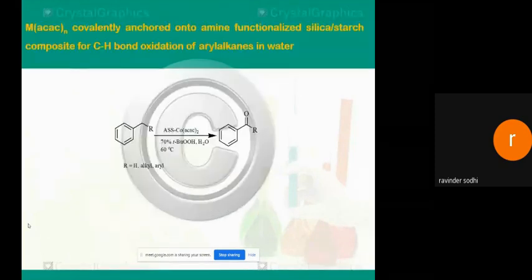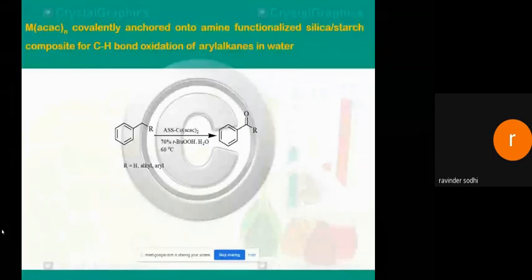There is another reaction where we evaluated the catalytic activity of our catalyst, that was C-H bond oxidation. So here, the C-H bond oxidation of aryl alkanes in water. Cobalt acetylacetonate immobilized onto amine functionalized silica starch composite was found to be the best catalyst for the reaction.